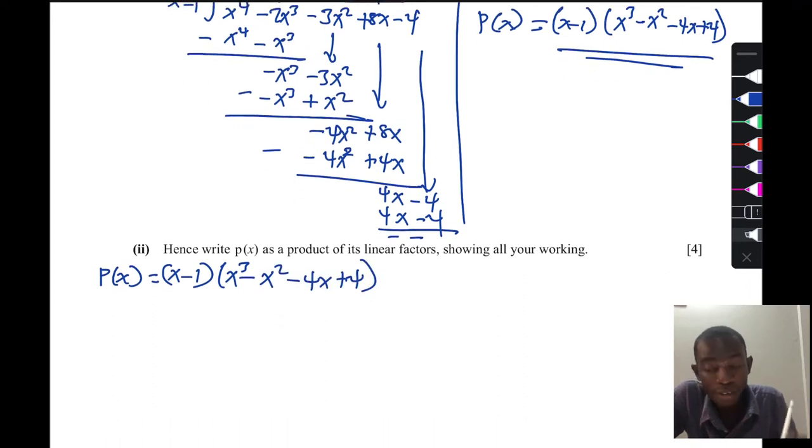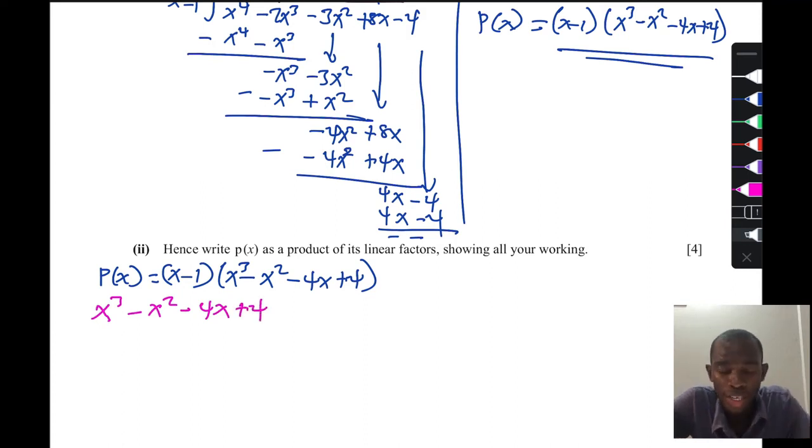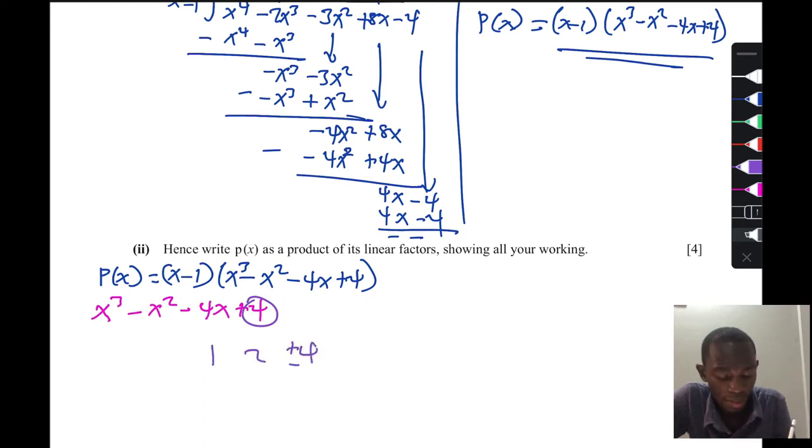So the first linear factor has come. Our job is to take the cubic and then split it. Let's take that cubic and see how best we can factorize it. If you have a cubic that you want to factorize, look at the constant here, which is 4. What are the factors of 4? 1, 2, and 4. Take the plus or minus of all these.